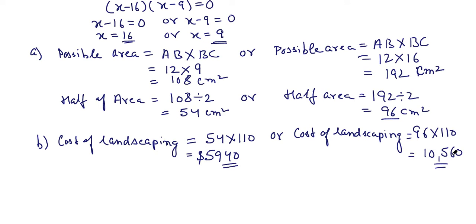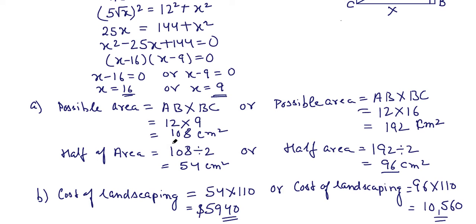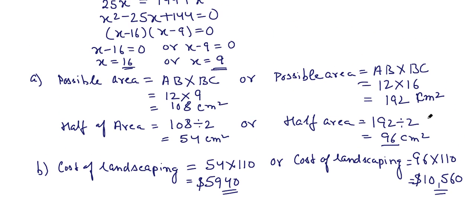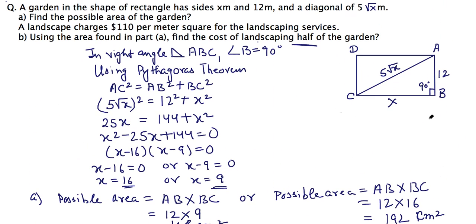So for part A, the possible area could be 108 or 192 meter square, and the cost of landscaping half of the garden could be either $5,940 or $10,560. Okay, so I hope you enjoyed the question and understood it well. See you in the next video.